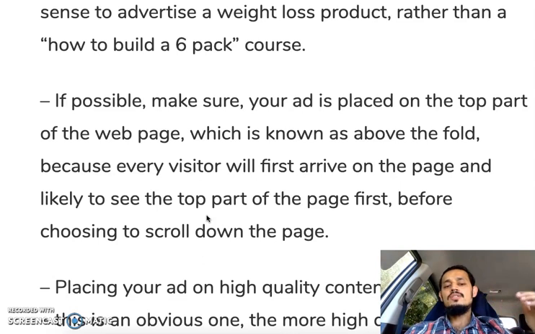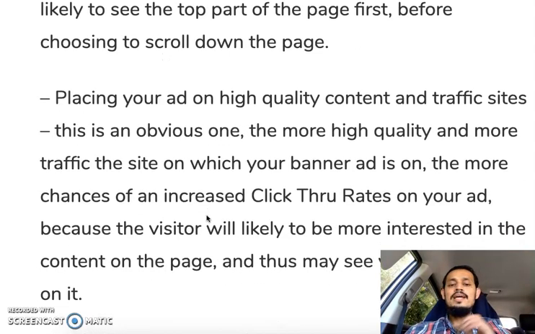When every visitor arrives on a web page, they'll first arrive on the top part of the page, right? And then they'll scroll down later on, as they read along the content. So the top part is the most premium part of a website. Try and get your ad at the top part. It may cost you a bit more, but remember that your ad will also be clicked more. The next one is placing your ad on high quality content and traffic sites.